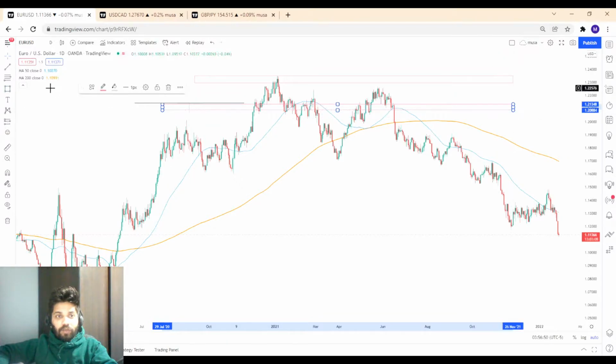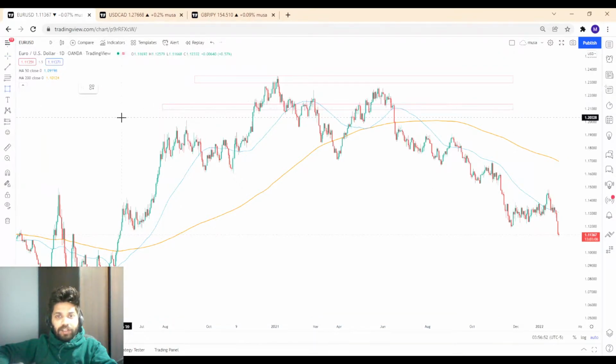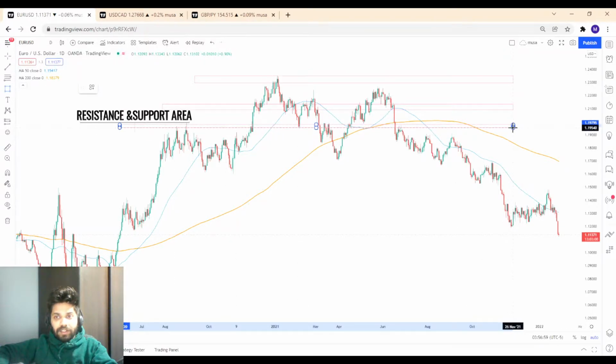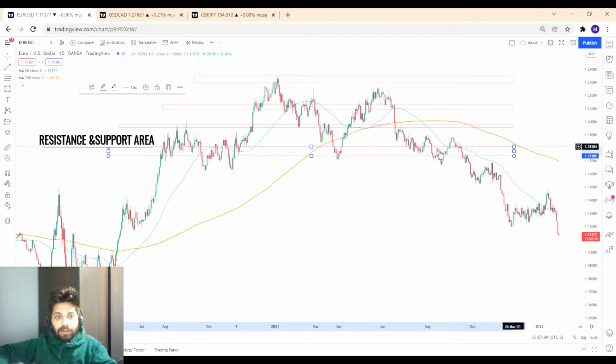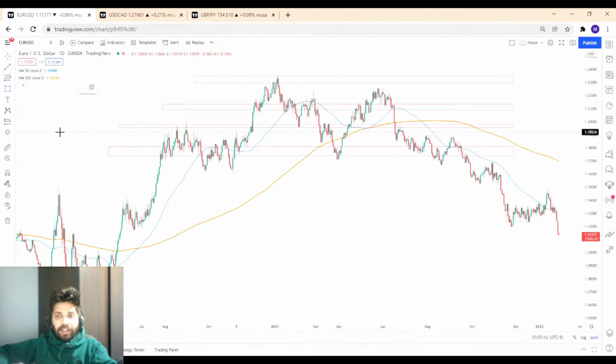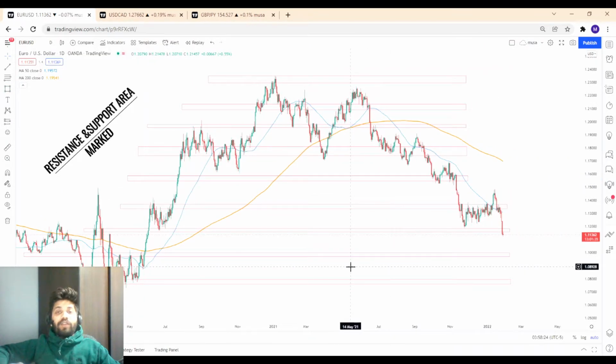I hope that you all can understand what is support and resistance area. That's why I'm marking along with you. And next is this area where the price face support as well as resistance. Here is this one. It's like never miss any support and resistance area. If you miss any support and resistance area, then it can be quite problematic. Now we have support and resistance areas marked at the chart.